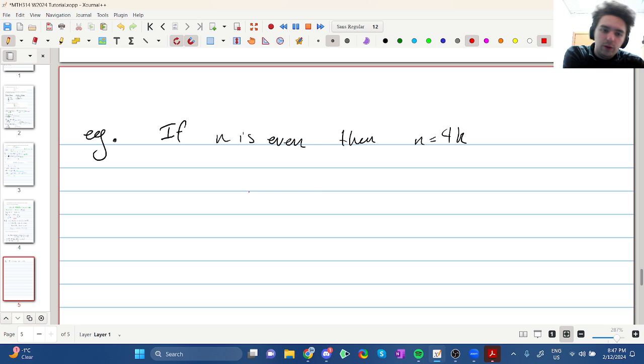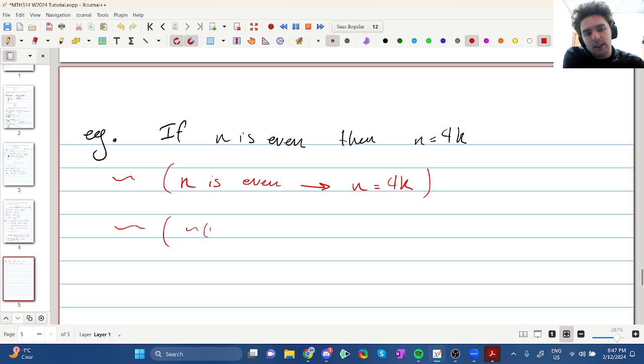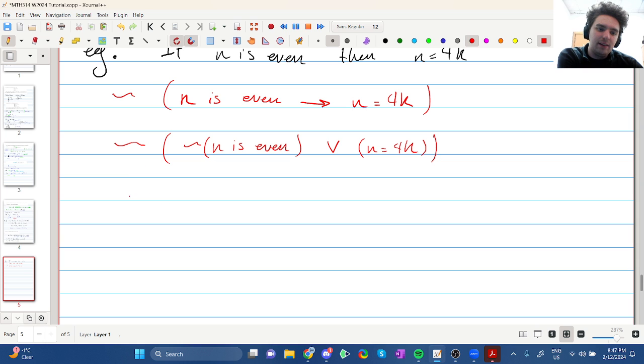Got another false. So basically we're showing that n is even implies n equals 4k is false. I can prove the negation of this. Remember, p implies q is the same thing as not p or q. So not n is even, or n is equal to 4k. Well, distribute the not in, so n is even and n is not equal to 4k.